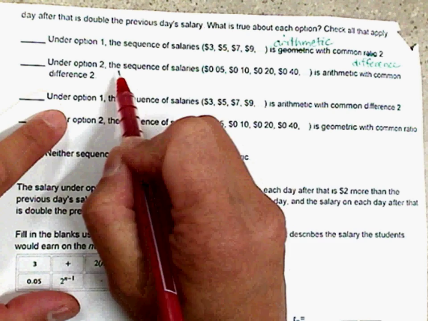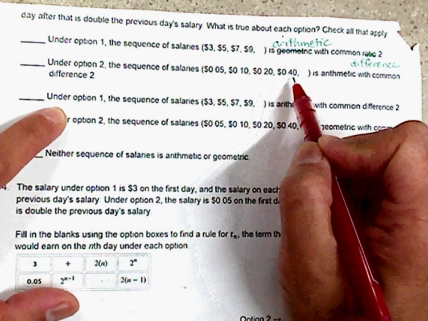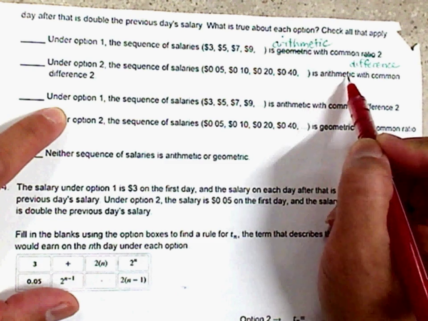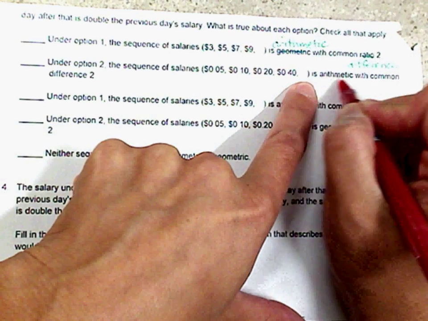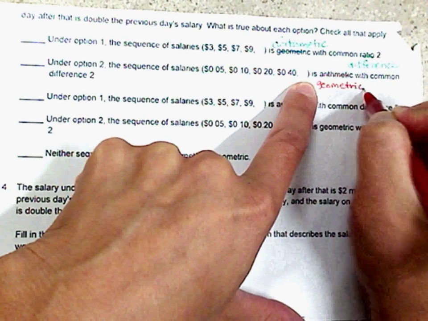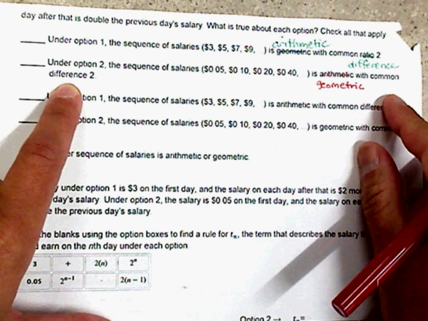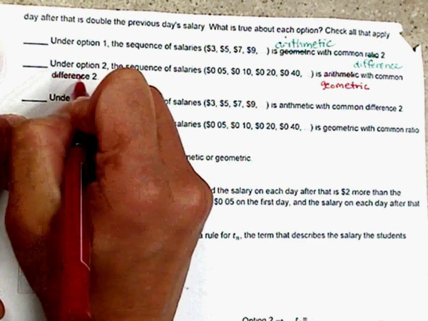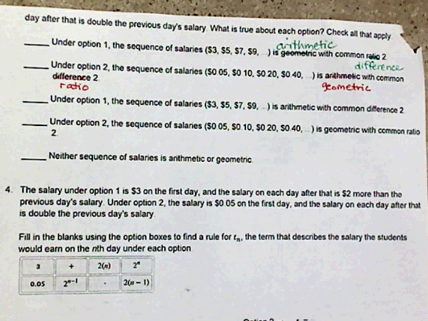Option number 2. The sequence of salaries, 5 cents, 10 cents, 20 cents, 40 cents, is arithmetic with a common difference of 2. Is that true? No. What should it be? Geometric. Do you have a common difference or a common ratio? Common ratio. Very good. So do we put a check mark on that one? No.